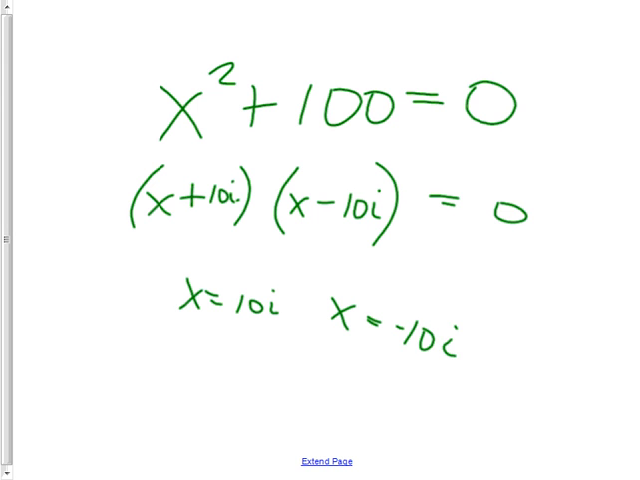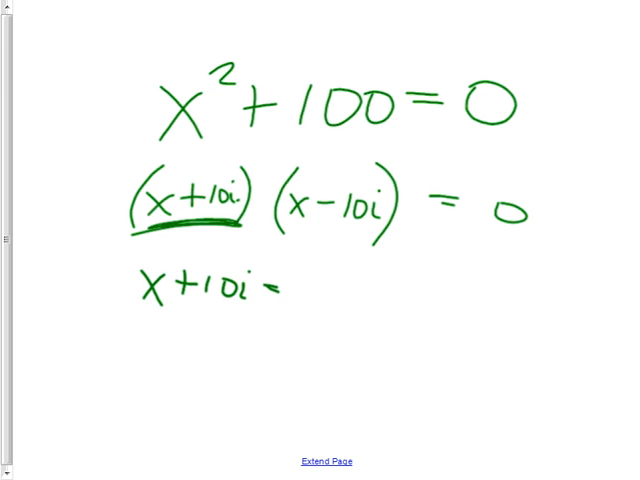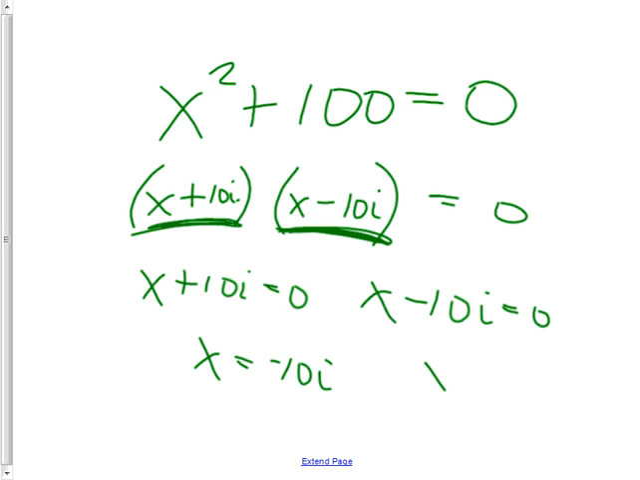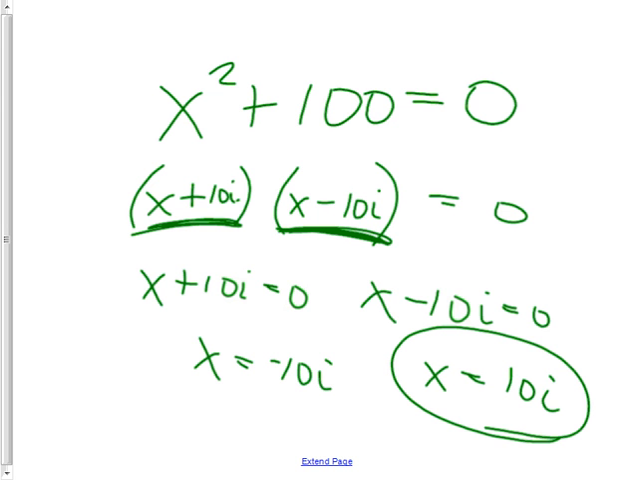Why? Because really what you're doing is setting this part here equal to 0. X plus 10i has to equal 0. And this part right here equal to 0. X minus 10i equals 0. And then you solve them both. X equals negative 10i. X equals positive 10i. There's your two answers. Now, could I have gotten that with the quadratic formula? Yes. The quadratic formula always works. It's an awesome thing. Could I have done it by getting the clump alone? Yep.